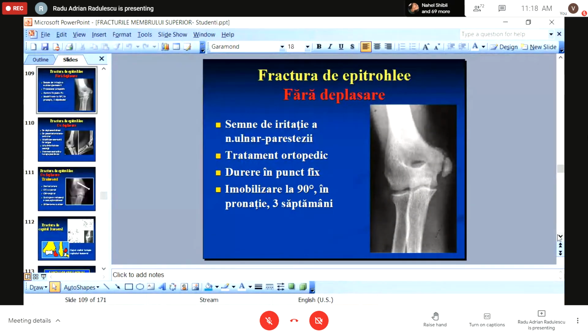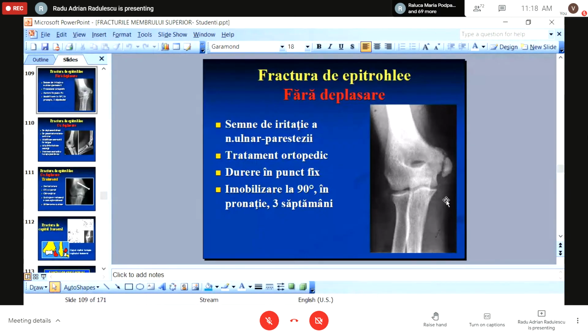You know from anatomy also, this is an X-ray of this fracture, like you can see here. This is a non-displaced fracture, and you know also from anatomy that on the posterior aspect of the medial epicondyle we have the ulnar nerve. So this type of fracture may be accompanied by lesions at the level of the ulnar nerve, and we may get palsies at this level.